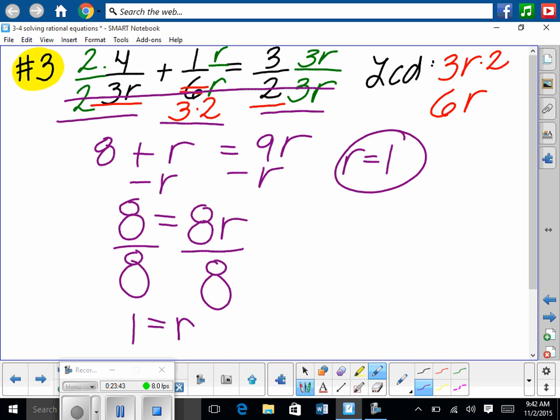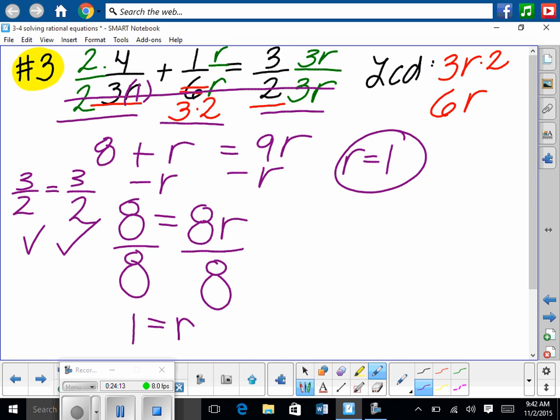If we plugged it back in, we'd have 4 over 3 times 1 plus 1/6 is equal to 3/2. So you'd be doing in your calculator 4 over 3 plus 1 over 6, and then you better hit math, enter, enter, change it back to a fraction, and if you check it, you'll get 3/2 is equal to 3/2, which is a true statement. So we get to keep our answer, r is equal to 1.